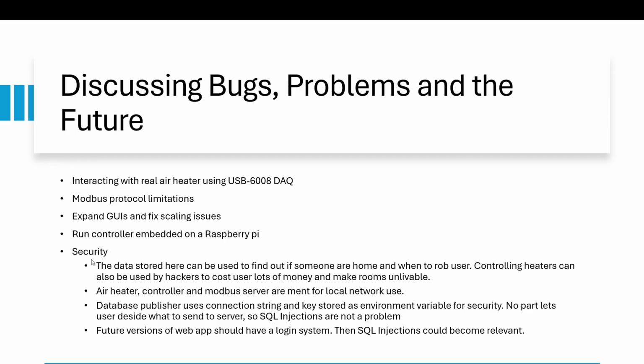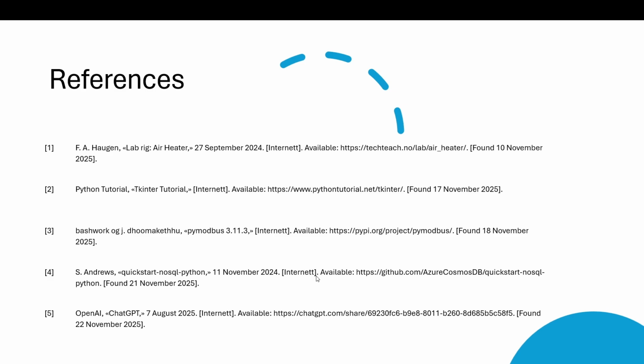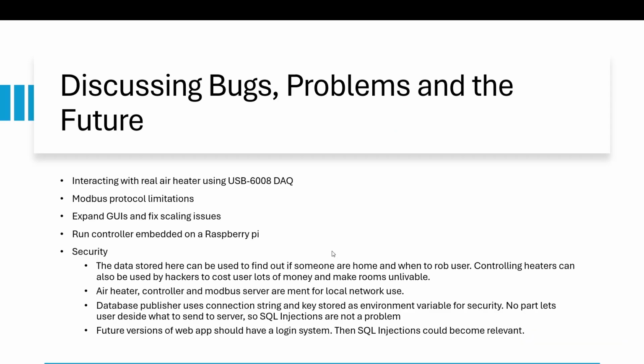As for security, the system right now stores data, which is not very dangerous, but it could be dangerous because when someone is home, their house will increase the temperature from themselves, and hackers may know when this person is at home and when they're not, and can rob them. They can also use it to change the heater set point to ludicrous amounts, using up all your money, or making your house really cold or really hot.